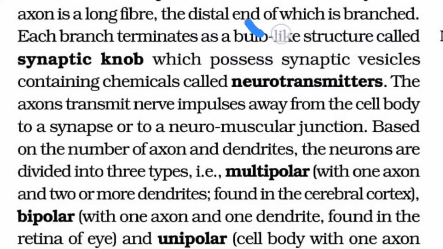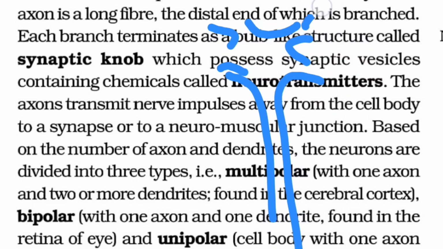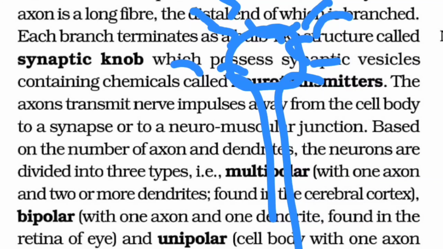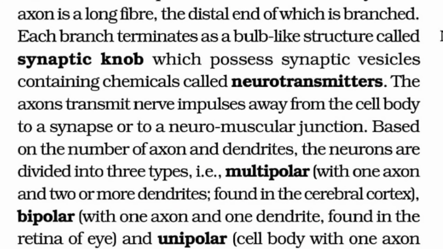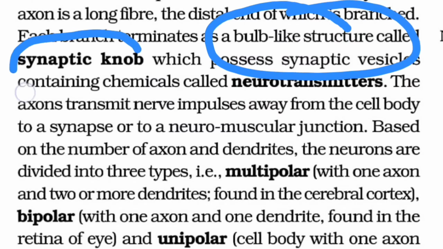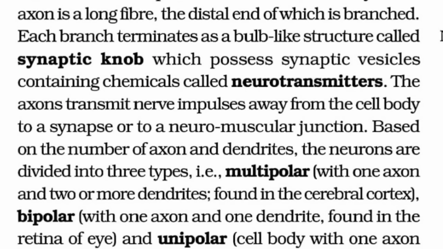So if I'm drawing a neuron, something like this, ultimately this will be a neuron for me. These are the outgrowths, they will be called dendrons. This portion will be called the cyton or the cell body, and this elongated portion is called axon. I'll be dealing with the diagram as well. The distal end is branched, and each branch terminates as a bulb-like structure called synaptic knob. So the end of the axon will be ending at the synaptic knob.